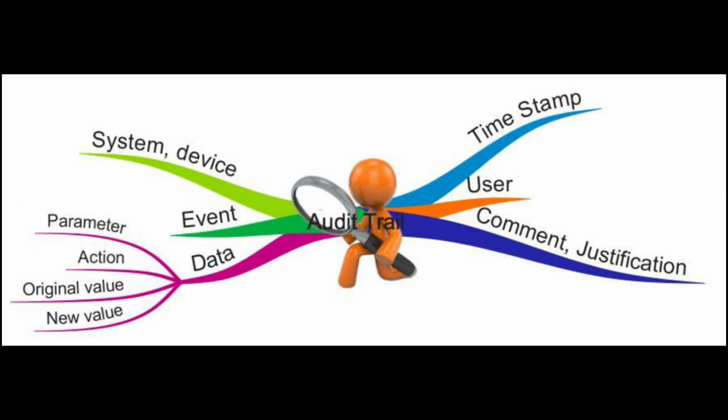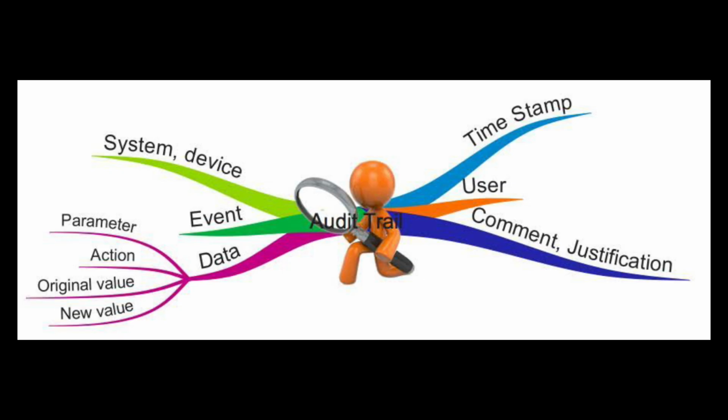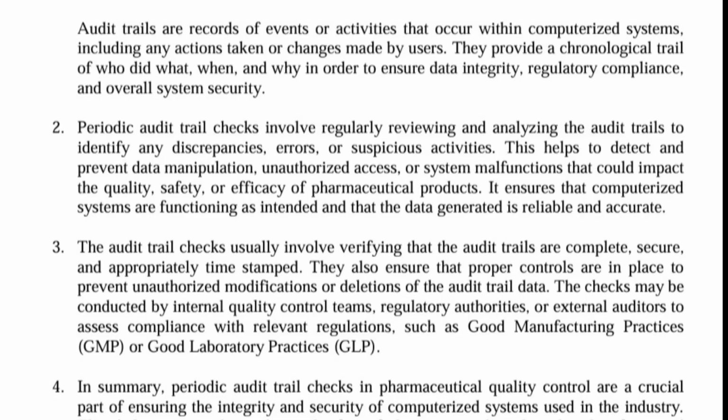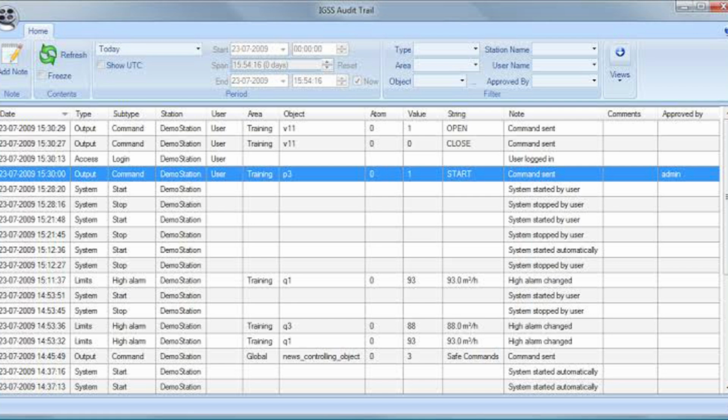Periodic audit trail checks. Periodic audit trail checks in pharmaceutical quality control refer to routine monitoring and review of electronic audit trails generated by the computerized systems used in the pharmaceutical industry. Audit trails are records of events or activities that occur within a computerized system, including any actions taken or changes made by users. They provide a chronological trail of who did what, when and why in order to ensure data integrity, regulatory compliance and overall system security.